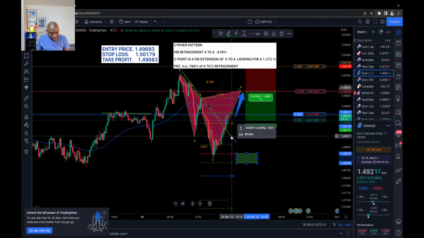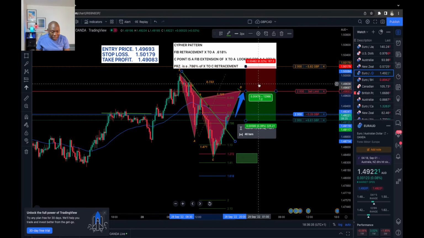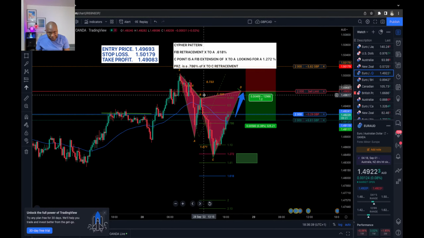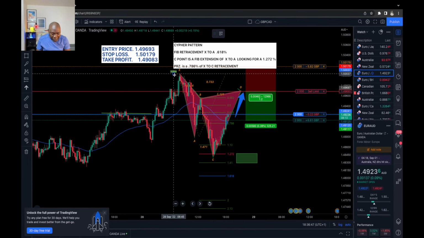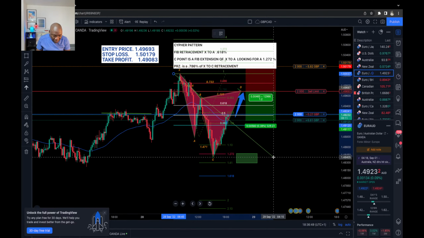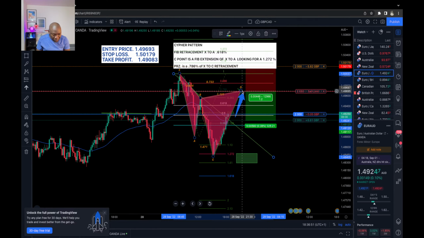Now, for the potential reversal zone, you draw your Fibonacci extension from X to C, and you're looking for a 0.786 retracement. So X to C, and 0.786 is just right there. So that's why I've decided to go for this pattern. I think this is going to be a Cypher pattern, and once we get to that potential reversal zone, I'll be looking for price to move downwards.